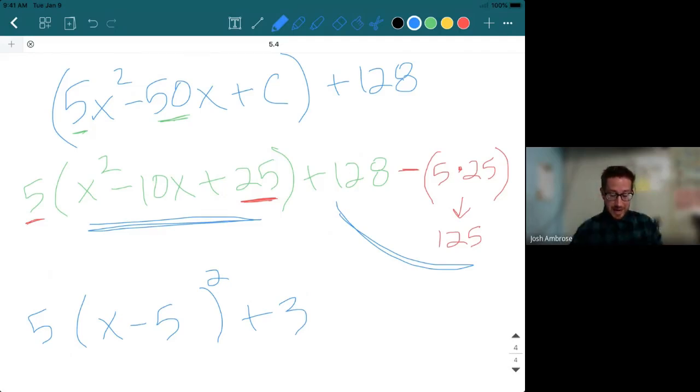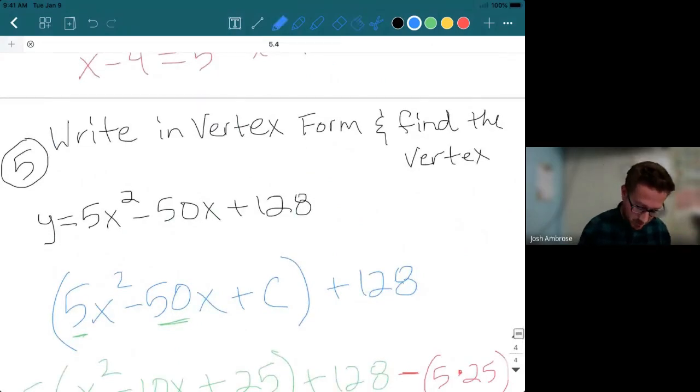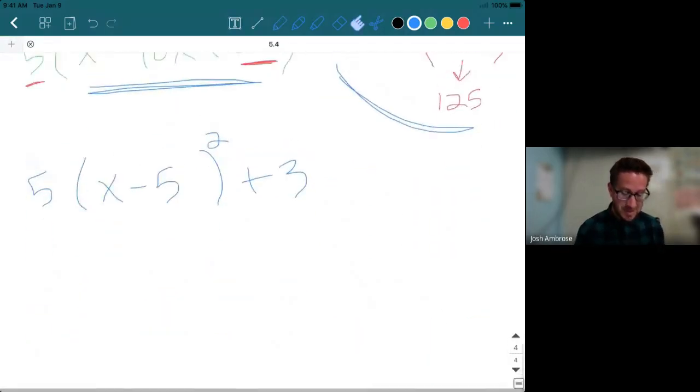Okay, now what you're looking at is the vertex form. That's why all of this looks so different from completing the square, because we did not want this to be in standard form. All right, look at the directions right there. We want vertex form. So vertex form, it's totally different. Yes, that's why your answer here looks totally different.